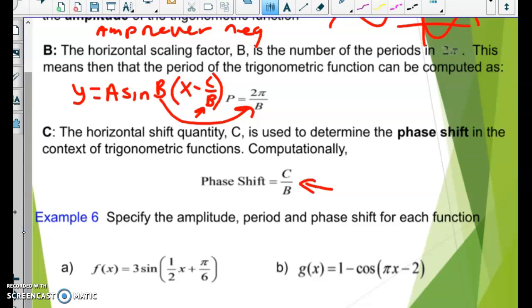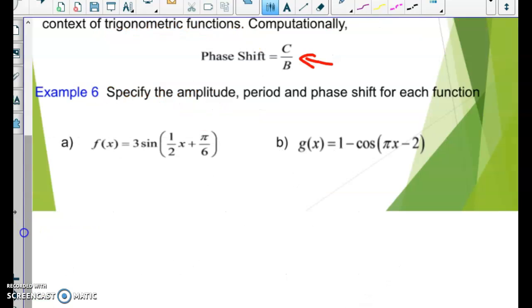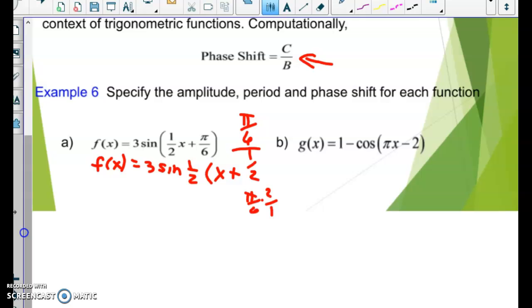So when we have a couple examples down here, let's take a look at what's going on. First thing I'm going to do is put it in Mr. Otto standard form so I can answer the questions. I'm going to pull out the half, and then I'm going to take pi over 6 divided by a half, which is the same as pi over 6 times 2 over 1, which gives me pi over 3. 2 pi over 6 is pi over 3.